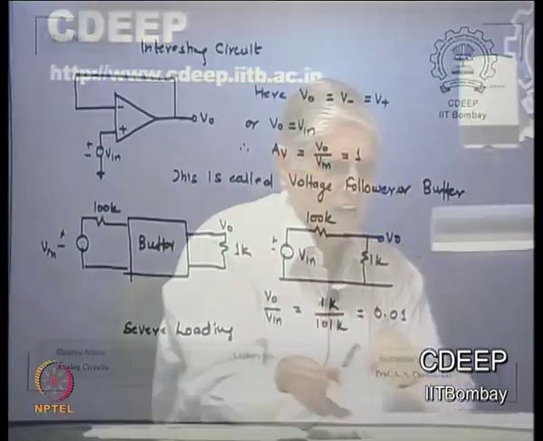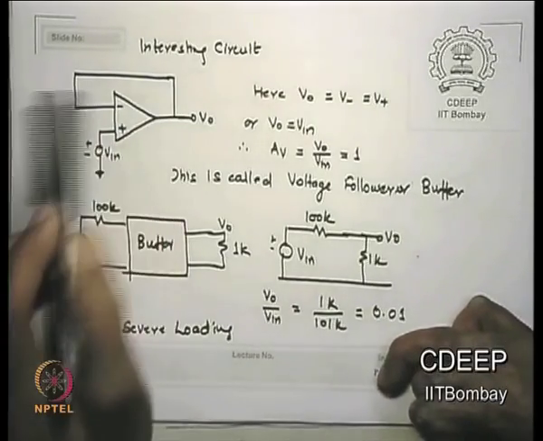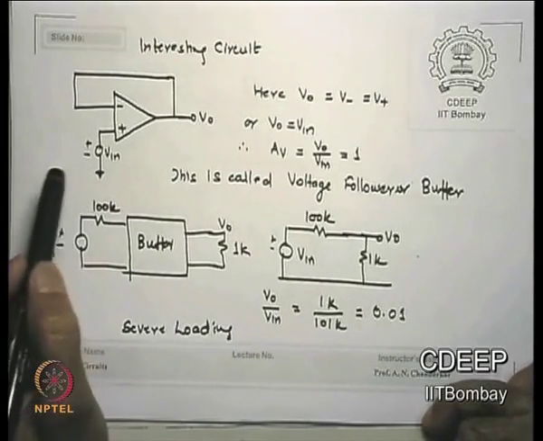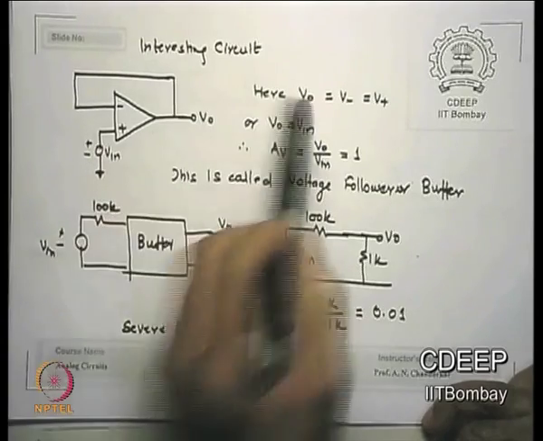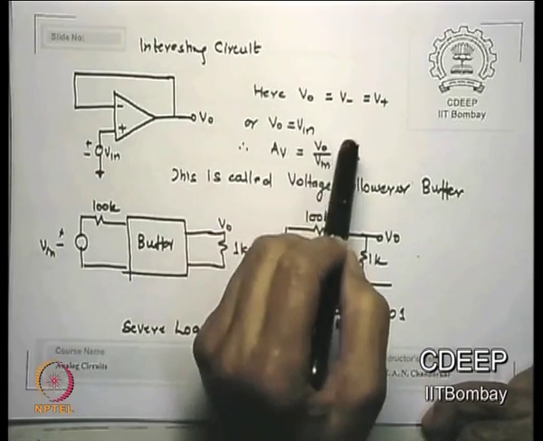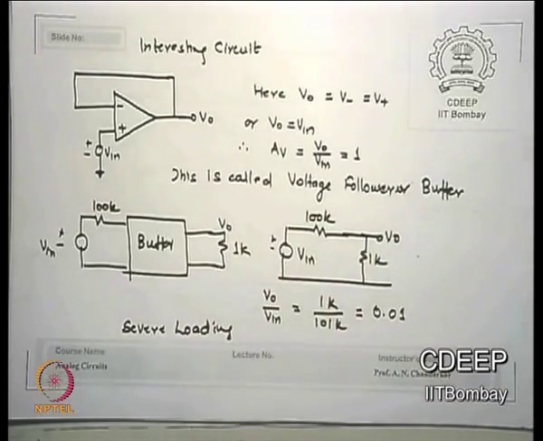A last circuit, there is a non-inverting amplifier with R1 not present and R2 also not present, okay. I am connecting V minus to the output. There is no R1, there is no R2, I am just connecting V minus to the output and then applying input at the V plus terminal, okay. Now you can see V0 is V minus, same terminal. But V minus is V plus, so V0 is Vin, because V plus is Vin, so V0 by Vin is 1, is that correct? So V0 is Vin, what is this circuit called? Voltage follower or a buffer, voltage follower or a buffer.